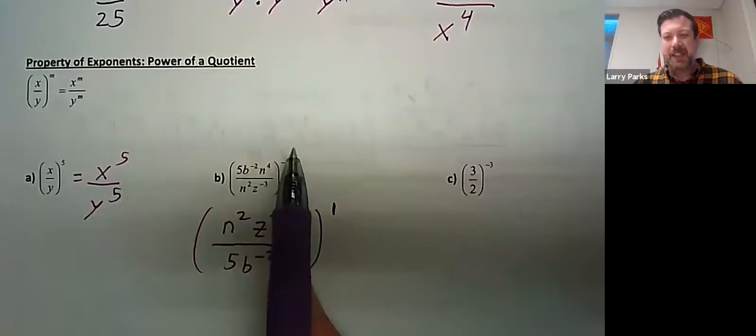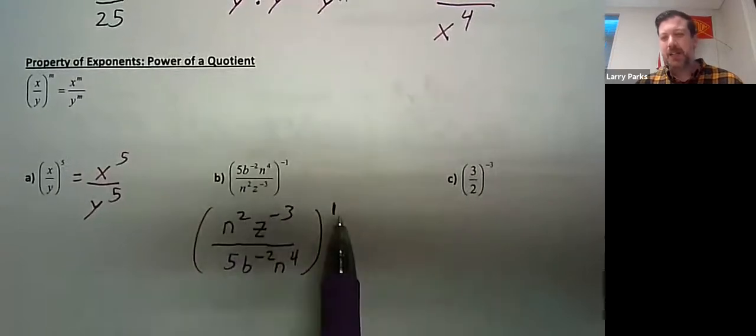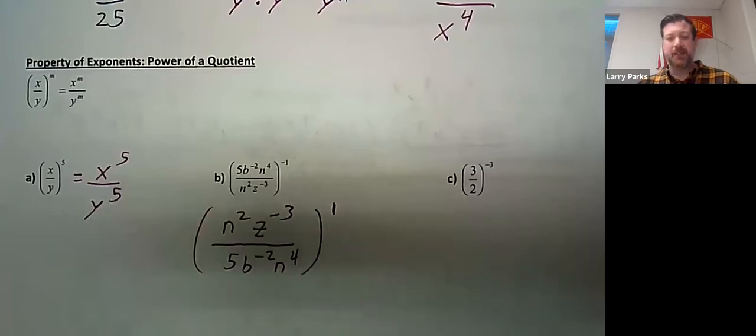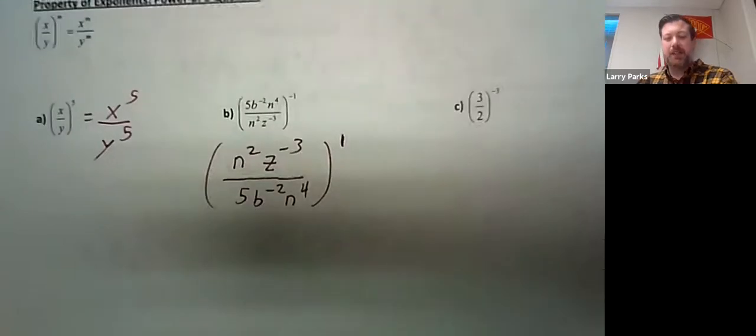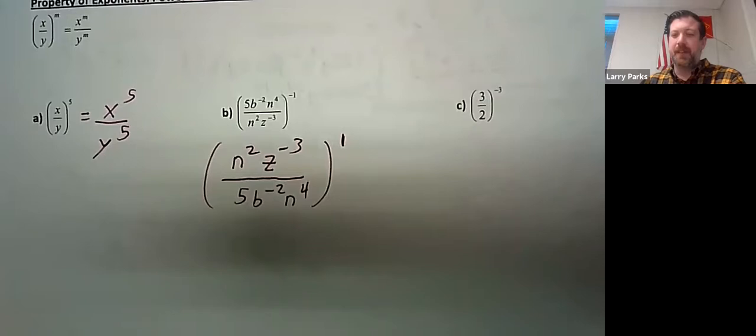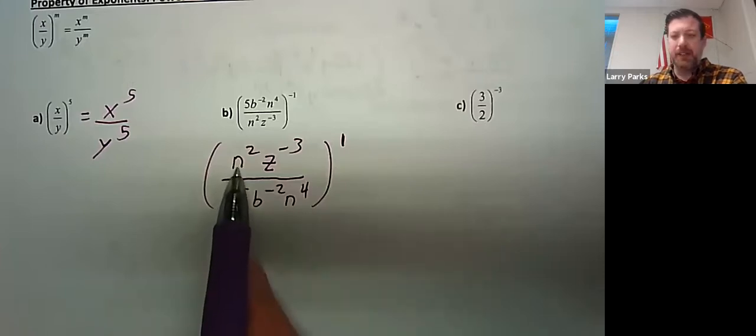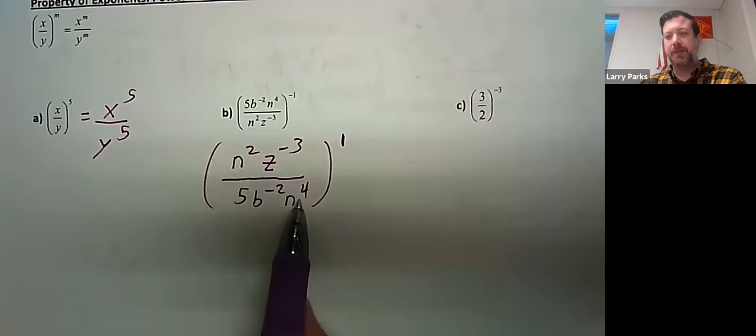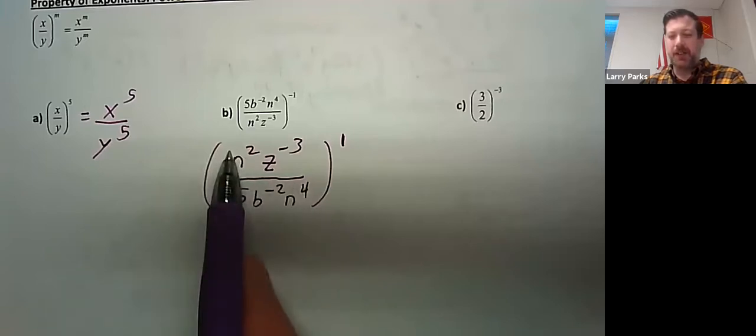So it was negative 1, but because I flipped the fraction, now it's positive 1. And technically, anything raised to the first is itself. And then from there, I can see what we have going on. Let's see. n squared, n to the fourth. I'm going to subtract this way. 4 minus 2 is 2.